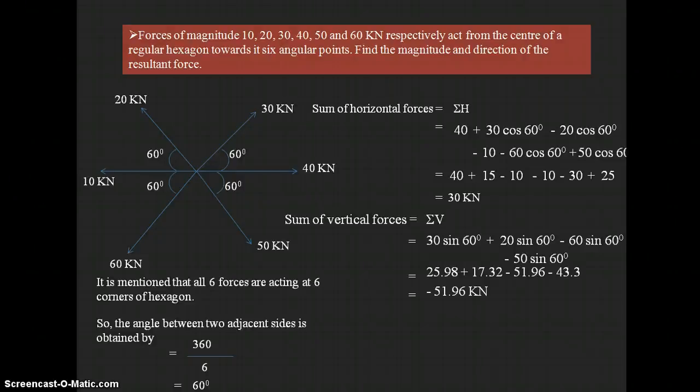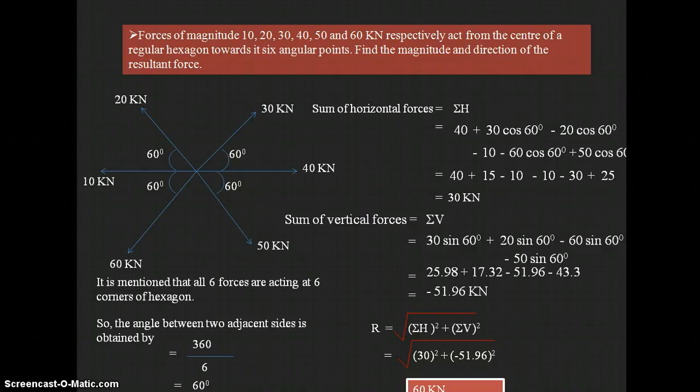Next we go for the resultant force, which is equal to the square root of sigma H squared plus sigma V squared, that is, the sum of the horizontal forces squared plus the sum of the vertical forces squared. Substituting the values, R is equal to the square root of 30 squared plus minus 51.96 whole squared. By simplifying this we get the value as 60 kilonewtons.